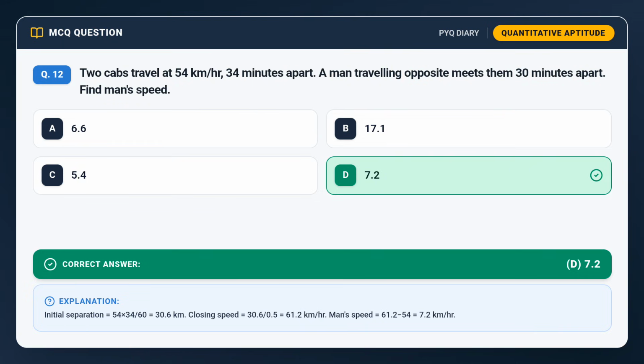Here is the quick explanation. First, the initial distance between the two cabs is 54 multiplied by 34 divided by 60, which equals 30.6 kilometers. Next, the closing speed between the man and the second cab is distance divided by time. That is 30.6 kilometers divided by 0.5 hours, which gives 61.2 kilometers per hour. Since they are moving in opposite directions, the closing speed is the sum of both speeds. Therefore, the man's speed is 61.2 minus 54, which equals 7.2 kilometers per hour.